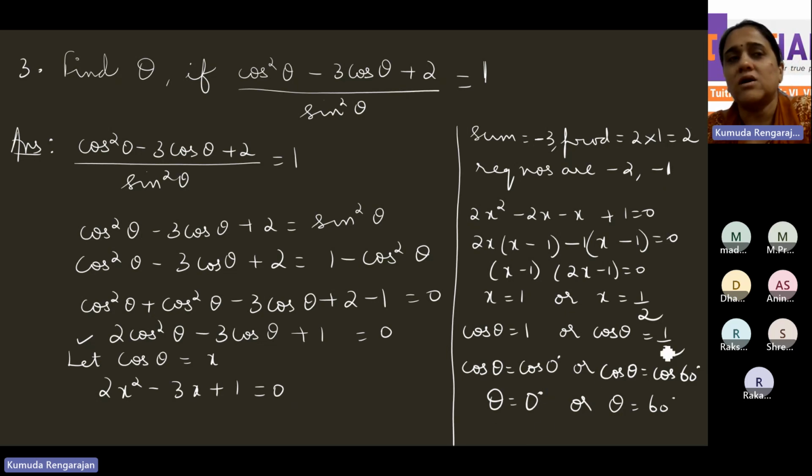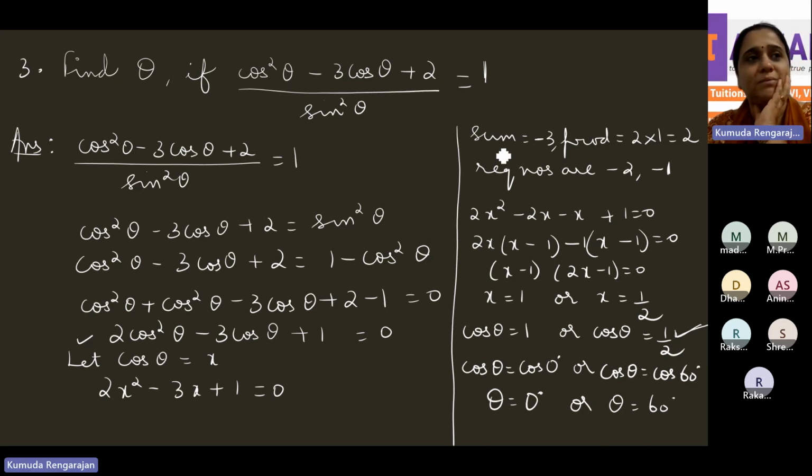Or when is it half? Cos 60 degrees is half. So cos theta is equal to cos 60 degrees. Replace half with cos 60 degrees. Now when you compare both the sides, theta is equal to 60 degrees. So theta is 0 degrees or theta is equal to 60 degrees.